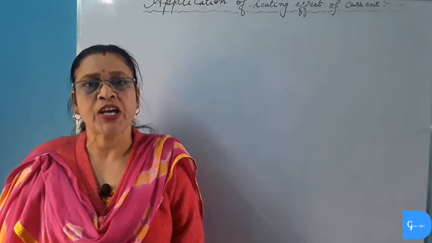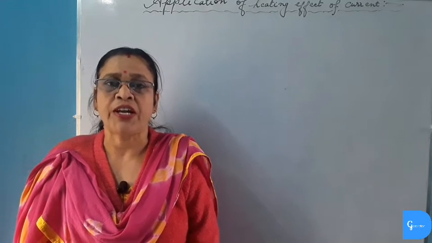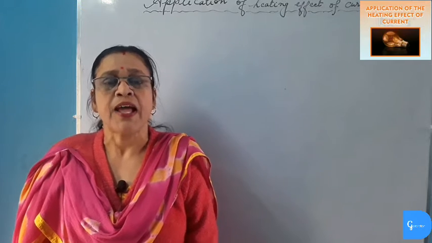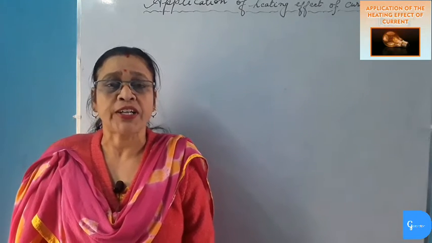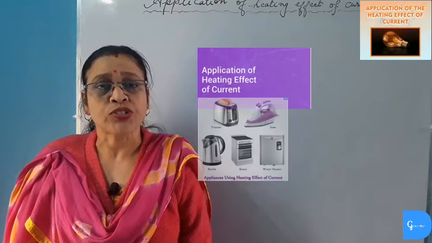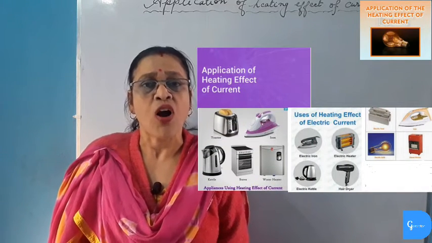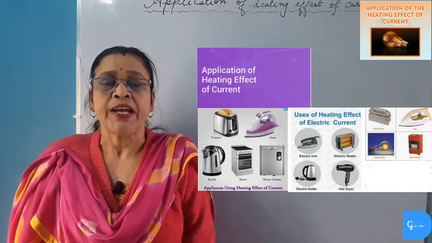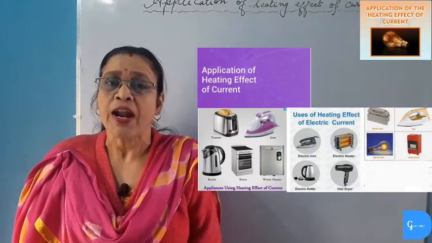Today we are going to study about the application of the heating effect of current. Heating effect of current is applied on the working principle of heating electrical appliances like electric kettle, electric iron, electric heater, water heater or geyser, electric toaster, hair dryers, etc. All these heating electrical appliances work on the principle of heating effect of current because they contain a heating element which is made of very high resistance wire called nichrome.